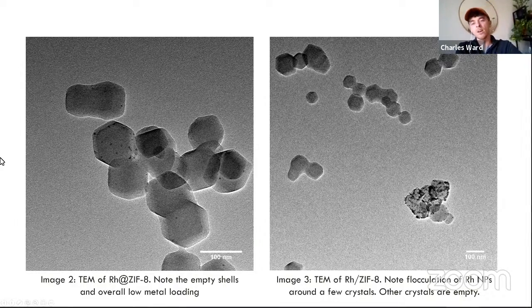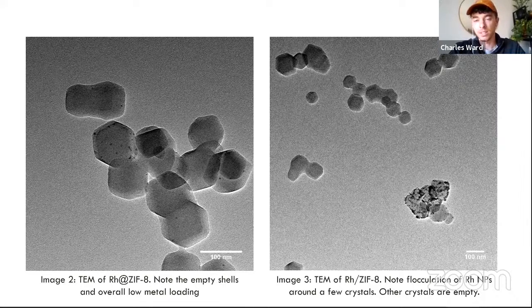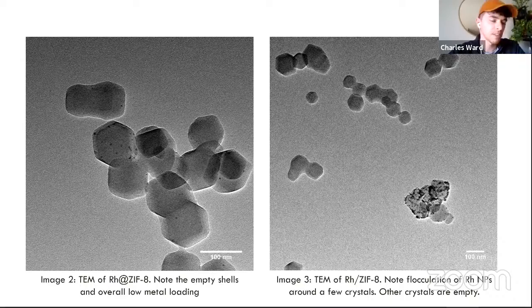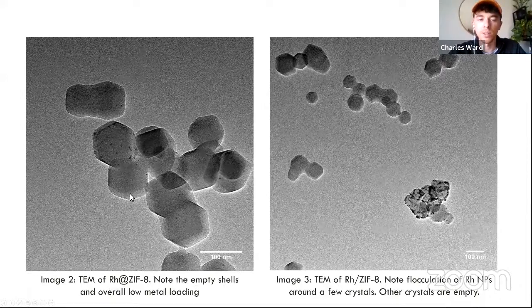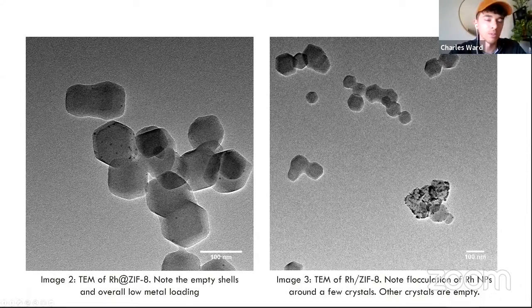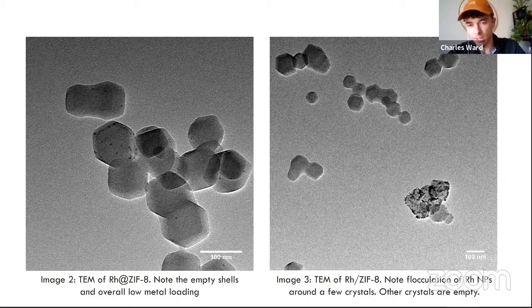On this slide are some TEMs of bad batches, right? Materials that won't work for my uses. On the left-hand side is a TEM of that same type of material, except note that there's a lot of crystals with no metal on them, or just 1 or 2 nanoparticles on them. That means it's a much lower metal loading, and that means most of my metal went somewhere else, right? I can't use it like I want to.